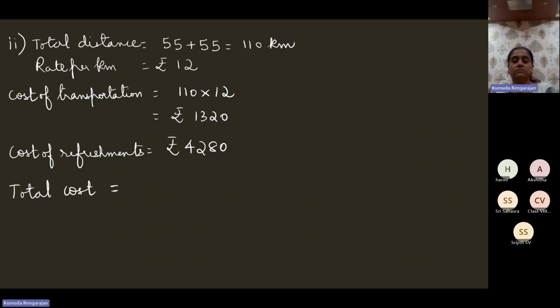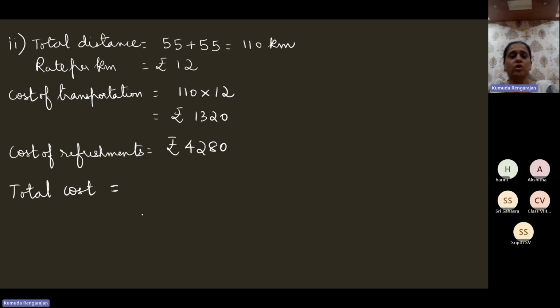Not listening then. Sahasra, how will you find the total cost for the trip? Tell, ma'am. Sahasra. Ma'am, you minus cost of refreshments and cost of transport. Minus, from what? Ma'am, can I say please, ma'am? Ma'am, the cost of transportation and no, that's bad. Then you will not be asked to answer any questions in future.